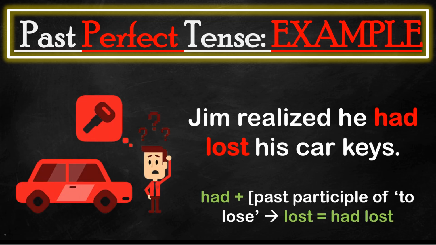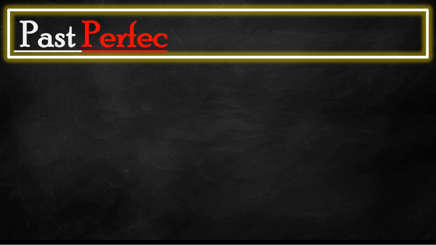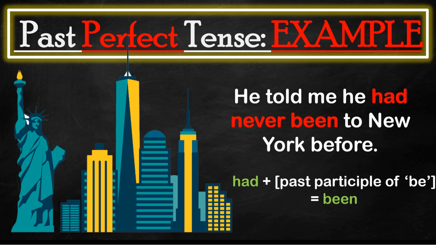What is it that you see in the picture here? We see Jim being very worried because Jim realized he had lost his car keys. So here with the word had, you use the past participle of the verb to lose. So the past participle is lost. So therefore we are using had lost in the sentence. So this is an example of past perfect tense.